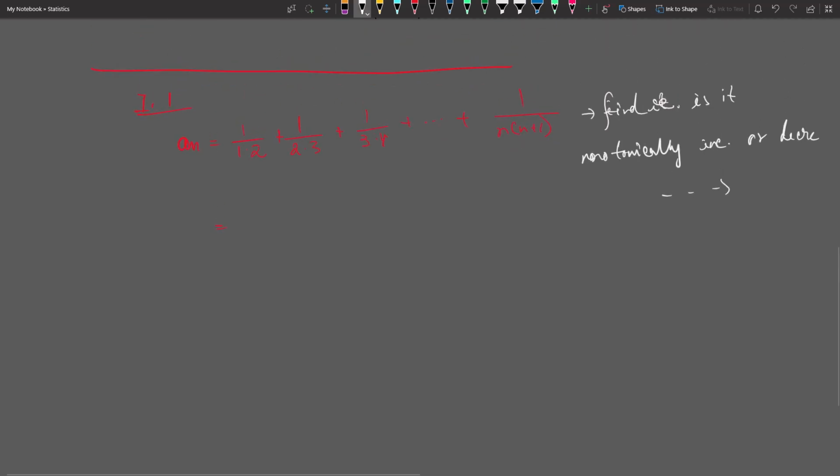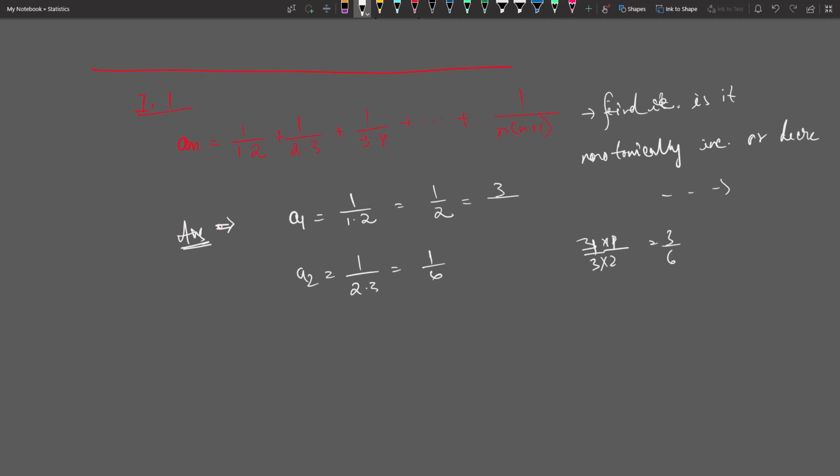So what I have to do? First, let me write the first term, which is 1 by 2. The second term will be 1 by 2 into 3, which is 1 by 6. You can see, three by 6. You can see 6 is greater than 1 by.